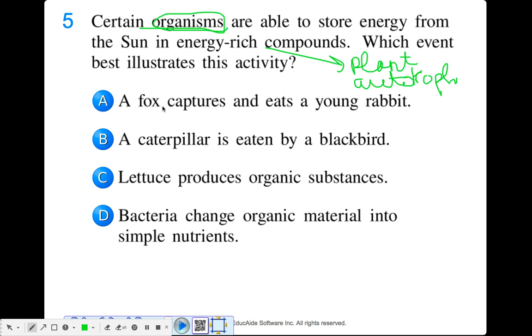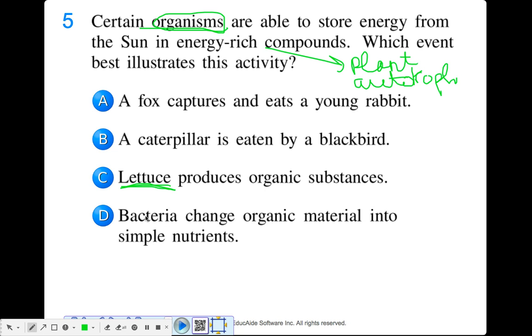Is a fox an autotroph? No. Is a caterpillar an autotroph? Or is a blackbird an autotroph? No. Is a lettuce an autotroph? It's a plant, right? It's green, probably makes glucose.